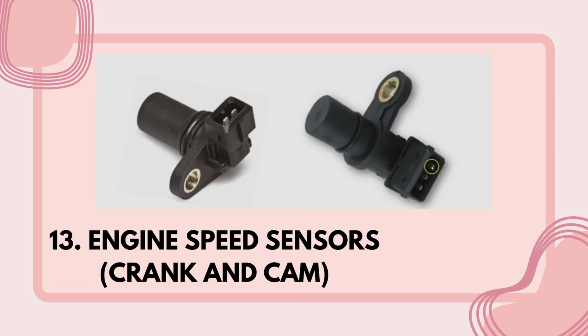Last part is the engine speed sensor, crank and cam. These are the sensors that measure the rotation speed of the engine's crankshaft and camshaft. The function of this is to help the control unit determine the correct timing for fuel injection and ignition.